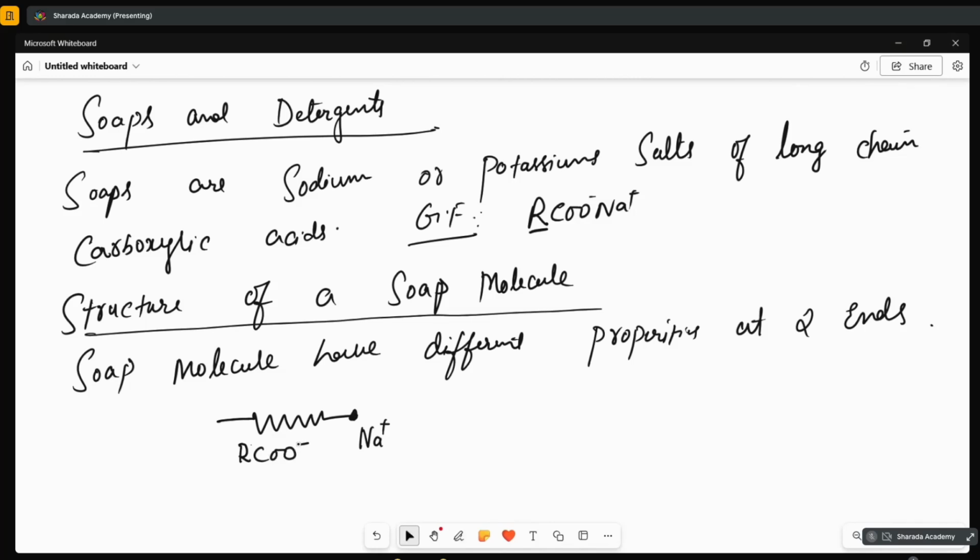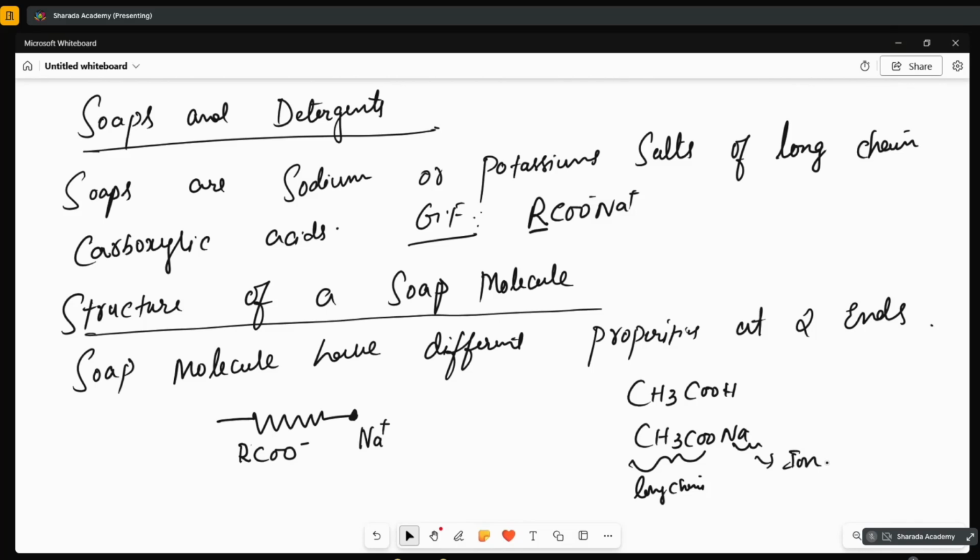Okay, what is carboxylic acid? Ethanoic acid is this, correct? Sodium acetate, if I write, this is the formula, correct? This part is long chain carboxylic acid, correct? And this is the ion, sodium ion. So the soap molecule will be like this.